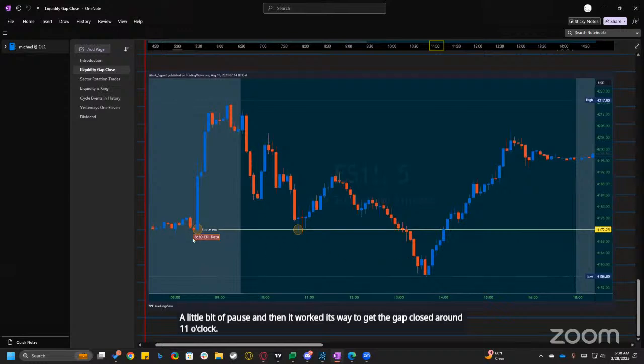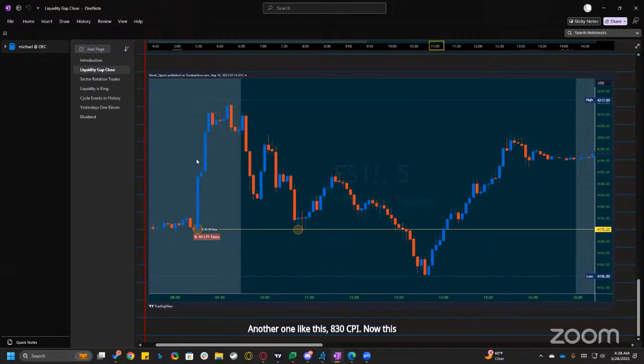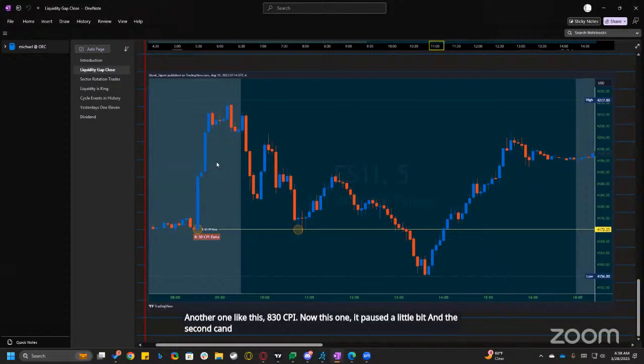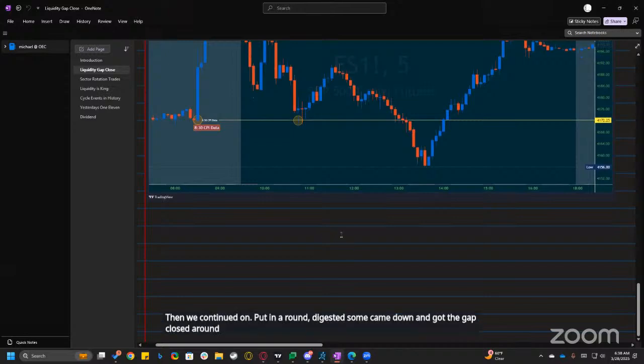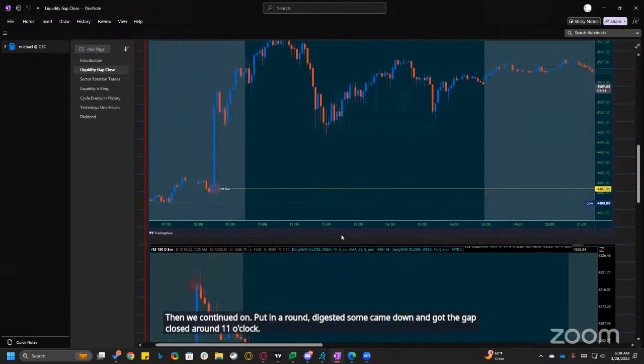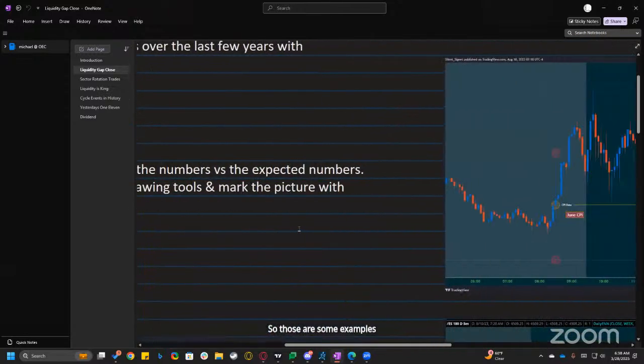Another one like this, 8:30 CPI. Now this one, it paused a little bit, and the second candle got stuck within that wick range. Then we continued on, put in a round, digested some, came down, got the gap closed around 11 o'clock. So those are some examples of what it is that we're looking for today.